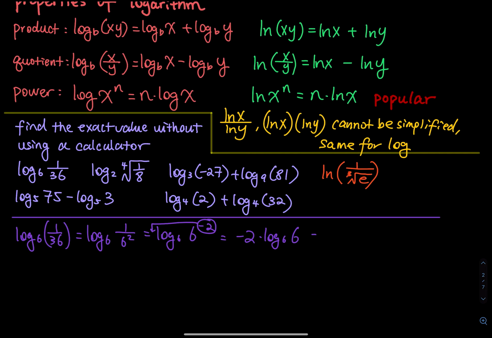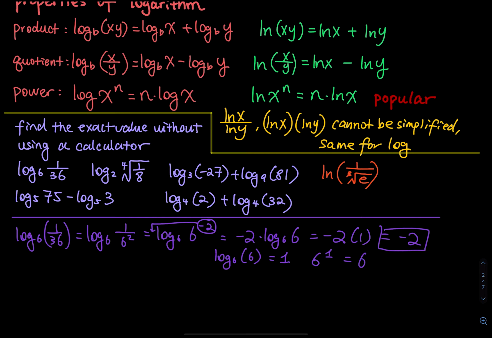Log base 6 of 6 is just equal to 1. So we have negative 2 times 1. The answer is negative 2. But why is that equal to 1? This is log base 6 of 6, and it equals 1 because 6, the base, raised to the first power is equal to 6.